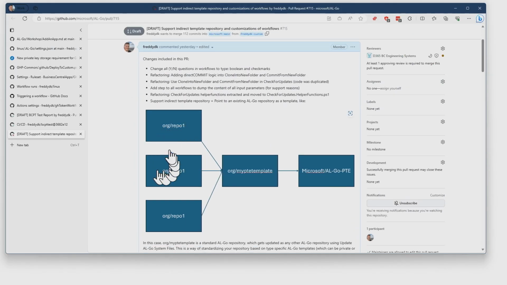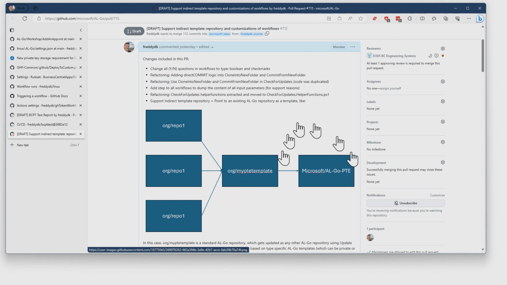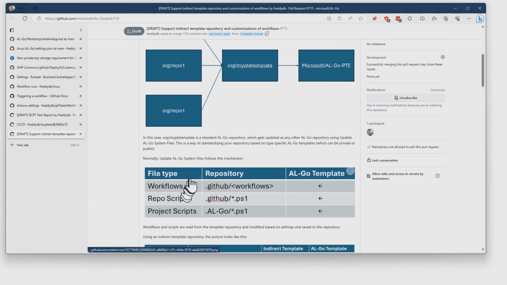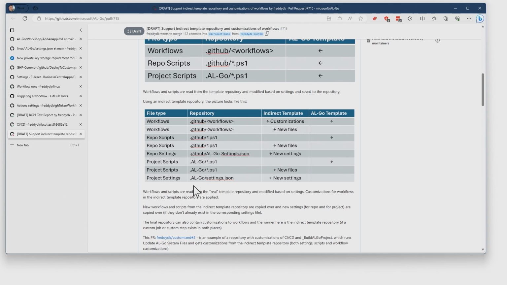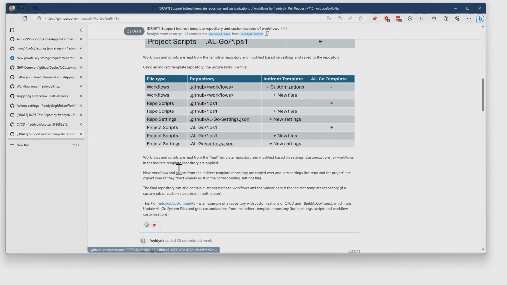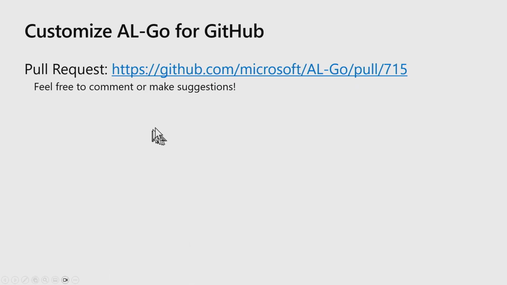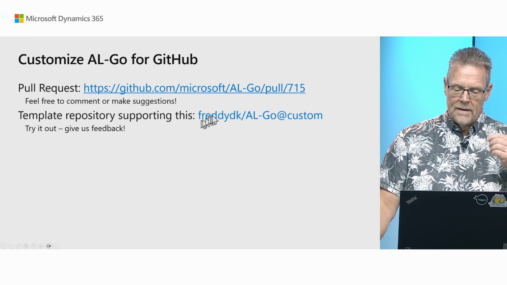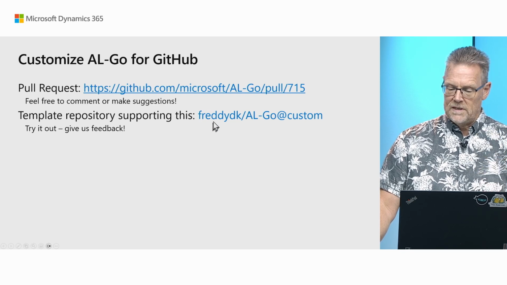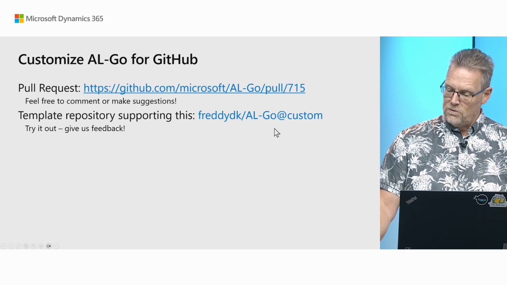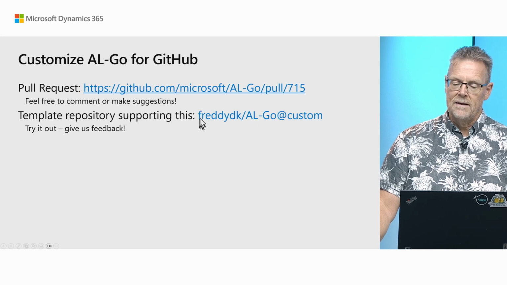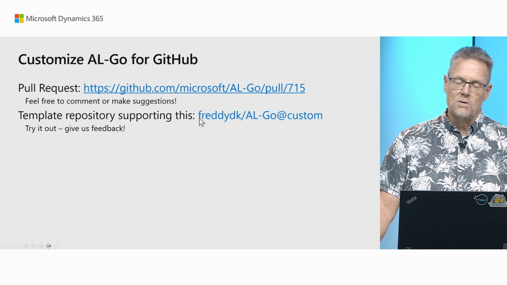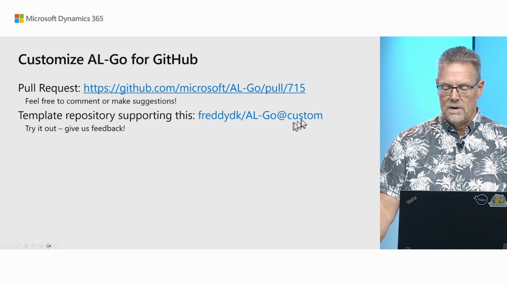It allows you to have a repository with your own template repository, which points to then the AL-Go PTE or the AL-Go app source. And it describes here how files will be taken from one or the other area. And then there's a link to one of my repos that contains this. So if you want to test this out, again, one of your test repositories, do not use your production repository for that. You can update AL-Go system files with freddydk/AL-Go@custom.